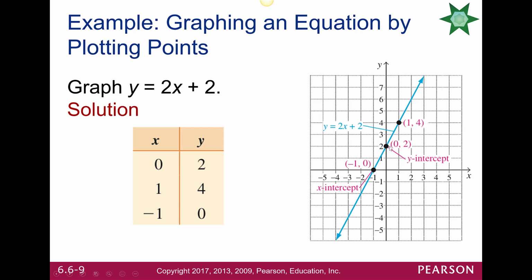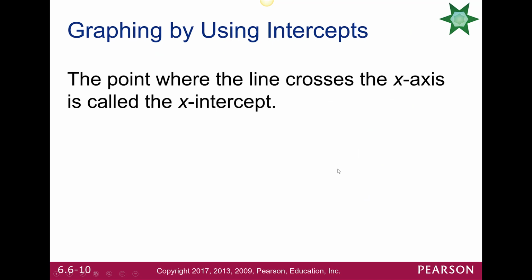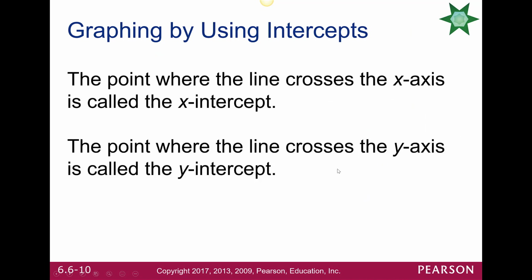And notice where the line crosses the axis is called an intercept. So this is the y-intercept where the line crosses the y-axis, and that coordinate is 0, 2. And this is where the line crosses the x-axis, and the coordinates of that point are -1, 0. And we can use those intercepts to do the graphing. The point, again, where the line crosses the x-axis is called the x-intercept. The point where the line crosses the y-axis is called the y-intercept.